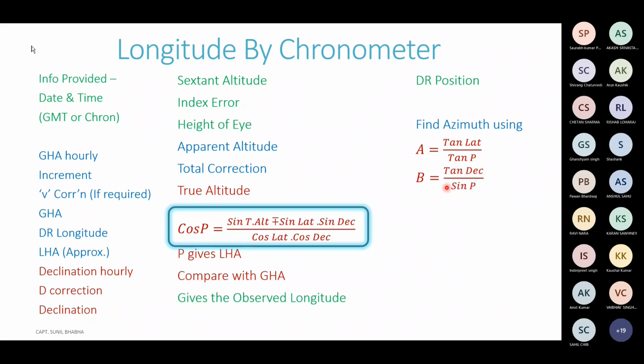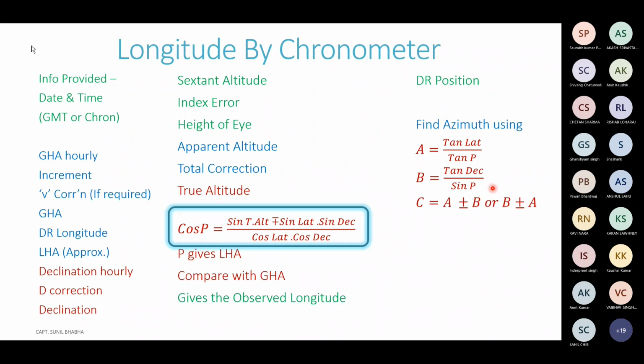So after A, we obtain the value of B. B is equal to tangent declination upon sine of P. Declination is known to us. The value of P is also known to us. We have calculated P using the formula. Same way for A, the latitude used is the DR latitude, which is available in these questions, and the value of P is obtained from the formula. So B, once calculated, is named same as declination.